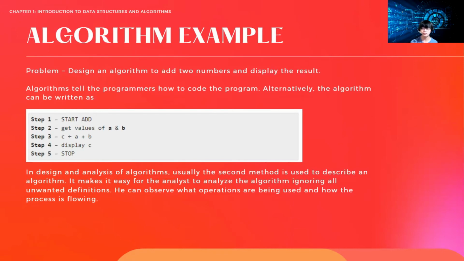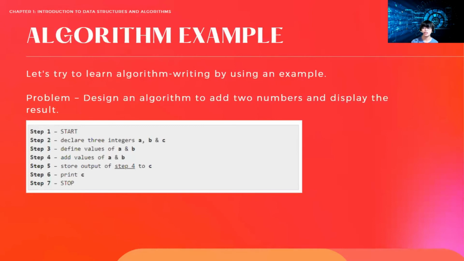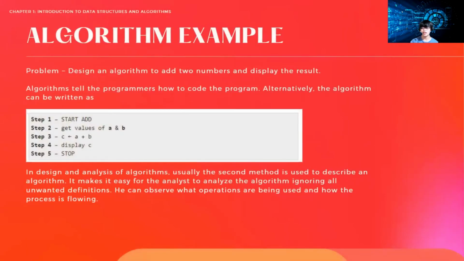Okay? As you can see, the first one is declare three integers, define values. The second one is automatic, no? Start, add, you get the values of A and B, then store the result to C, then display C. Okay? So isn't it easier to understand, with fewer steps, and it's fast. Why? From the previous one with 7 steps, here in the second one it's only 5 steps. Okay?